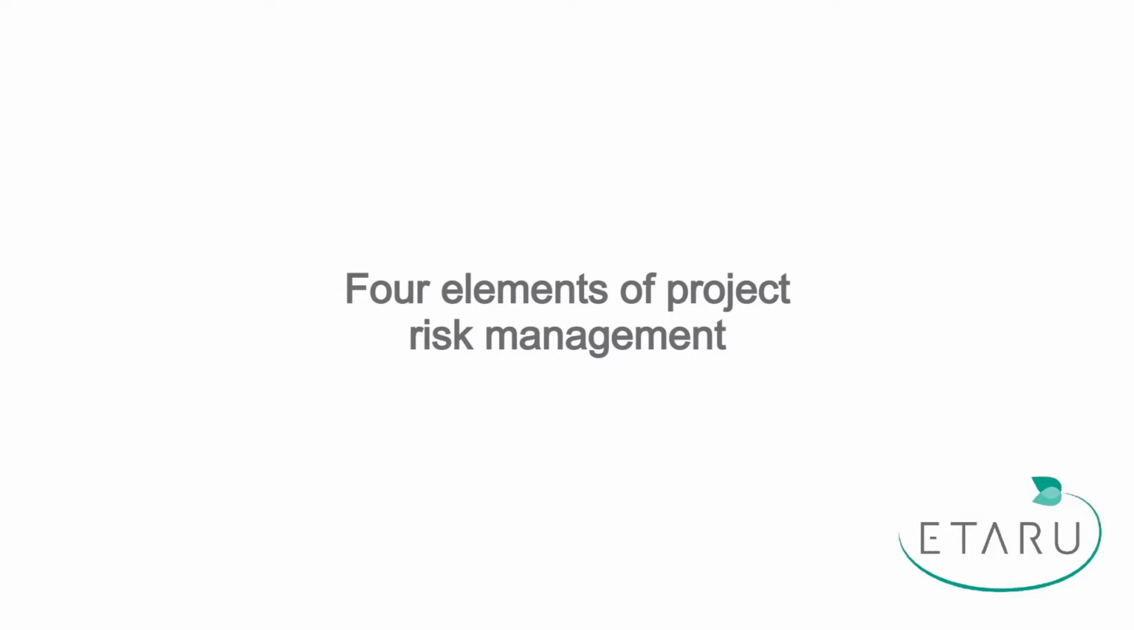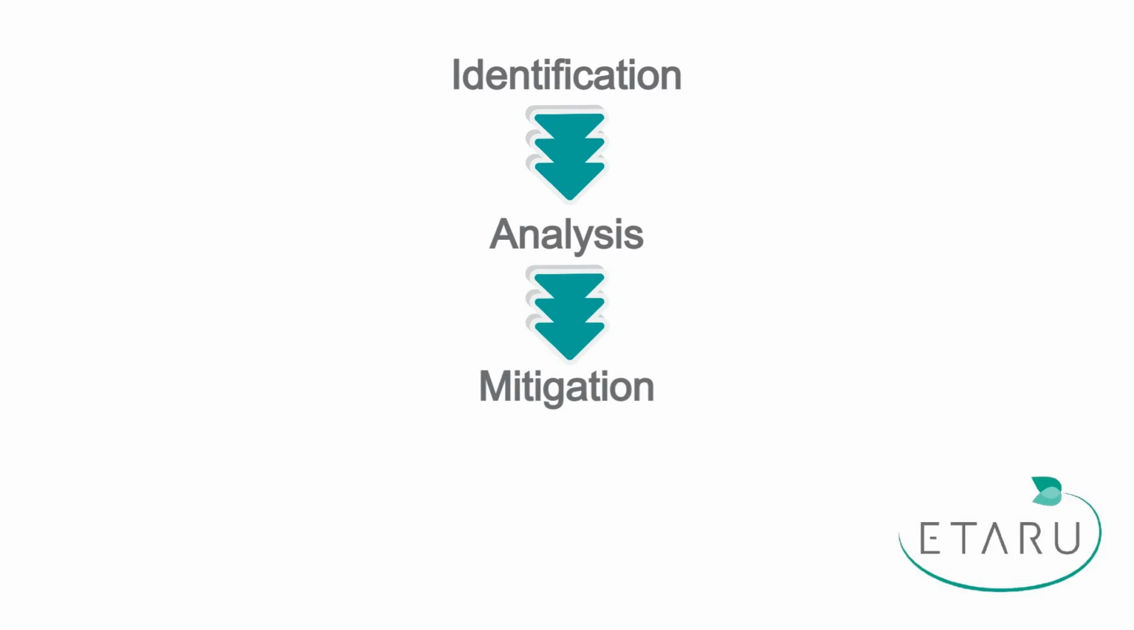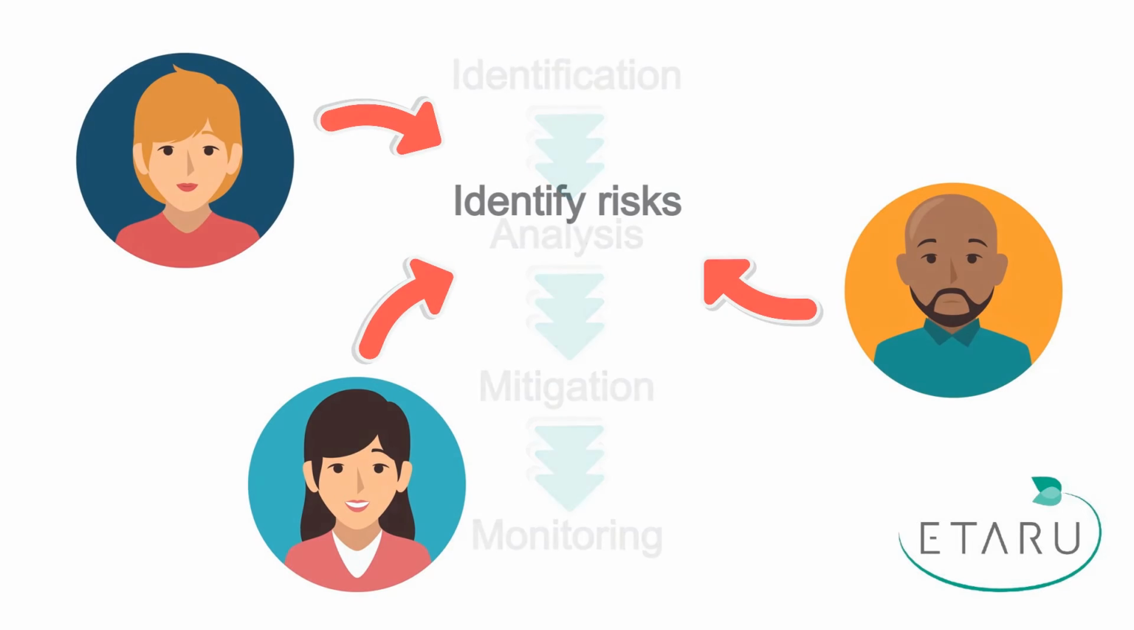Regardless of the type of project you're doing, risk management generally includes 4 key elements: identification of risk, analysis of the risk, mitigation activities, and ongoing monitoring. To identify risks, the project manager should brainstorm with their team, subject matter experts, and suppliers. Tap into the collective experience of the team to identify things that might go wrong.